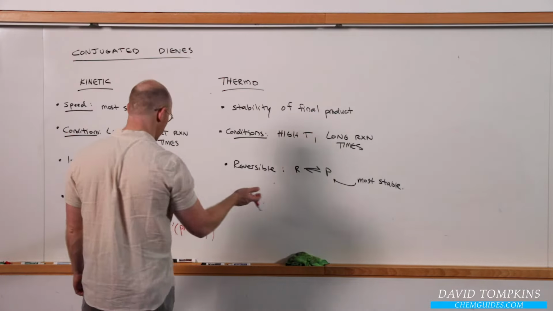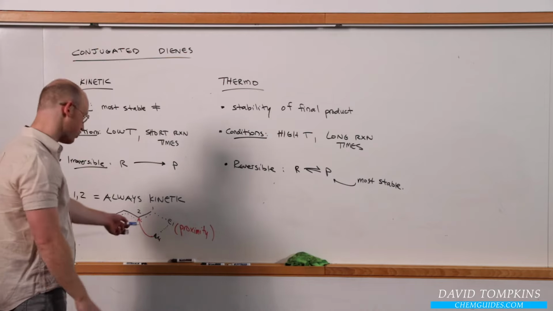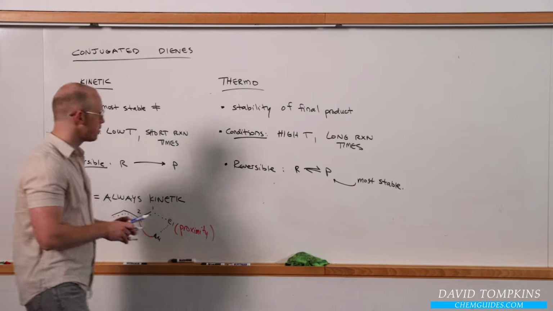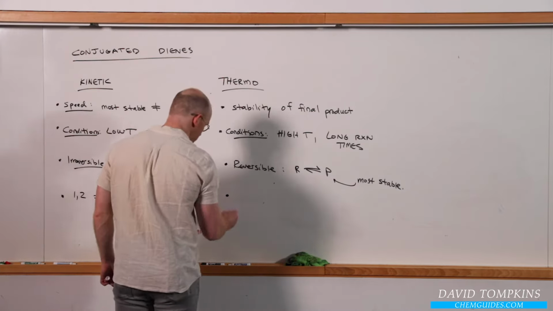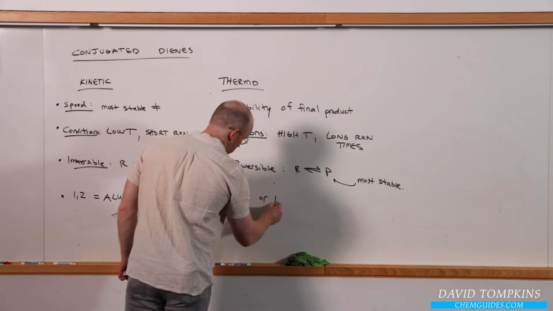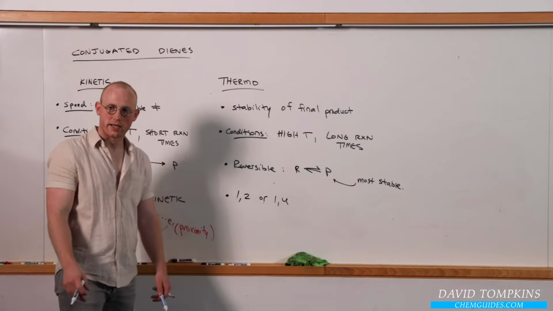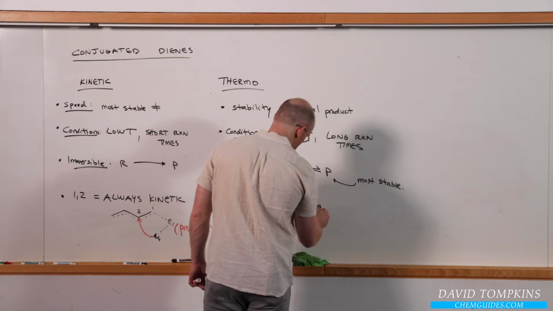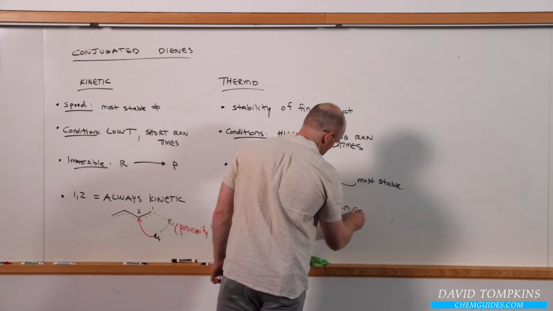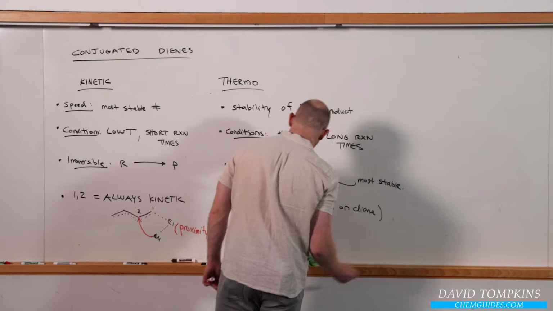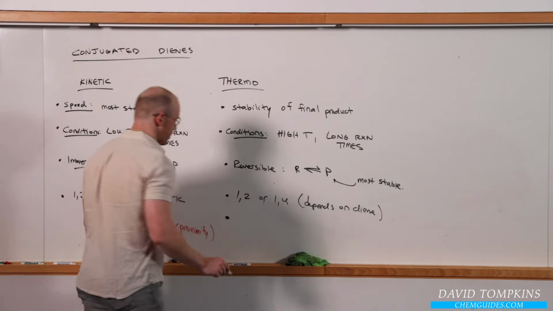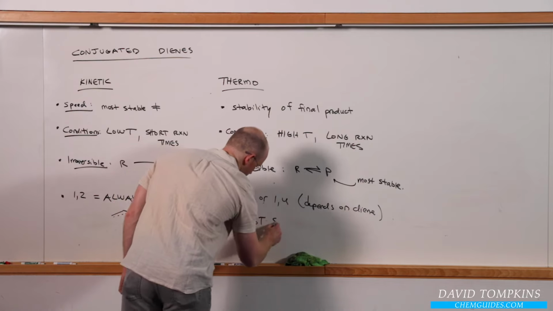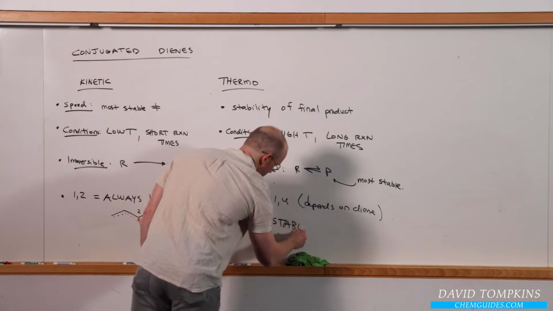However, if the reaction can go forwards and backwards in reverse, meaning the nucleophile can fall back off, then you may get 1,2 or 1,4. So thermodynamic could be 1,2 or 1,4. It depends on the specific diene that you're using. But what I can tell you is always true is that the thermodynamic product is always the most stable final alkene.